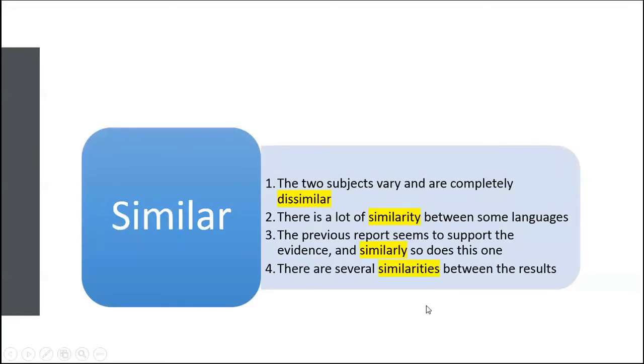Similar, similar. The two subjects vary and are completely dissimilar. There is a lot of similarity between some languages. Number 3, the previous report seems to support the evidence. And similarly, so does this one. Number 4, there are several similarities between the results. Number 1, dissimilar, prefix dis, meaning not similar, not similar.